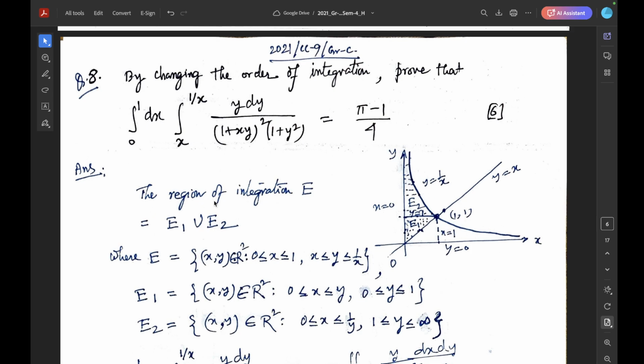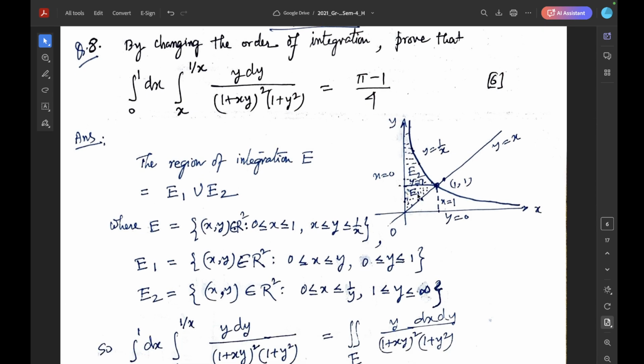The region of integration E is bounded by the lines y equal to x, y equal to 1 by x, x equal to 0 (the y-axis), and x equal to 1. So this dotted region is the region of integration. Now we divide this region into a lower part E1 and an upper part E2.